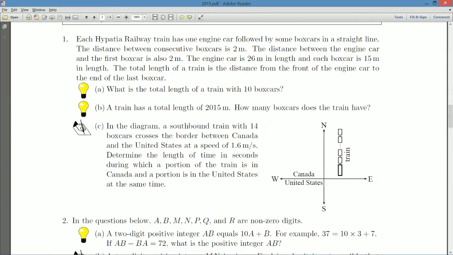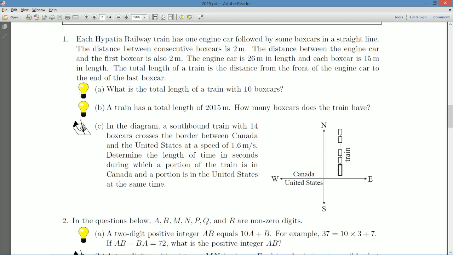Alright, question 1. Each Hypatia railway train has one engine car followed by some boxcars in a straight line. The distance between consecutive boxcars is 2 meters. The distance between the engine car and the first boxcar is also 2 meters. The engine car is 26 meters in length, and each boxcar is 15 meters in length. The total length of a train is the distance from the front of the engine car to the end of the last boxcar. Alright, fair enough.